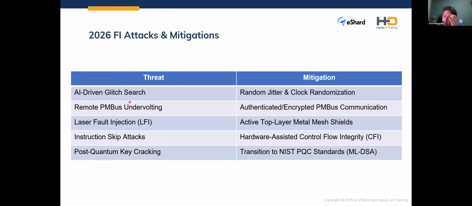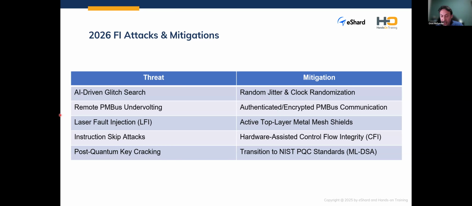The way to beat this technique is by implementing what we call random jitter and clock randomization. With that technique, we ensure that the execution time of a sensitive function like a signature check varies by a few microseconds every time it runs. The attacker's AI model can never converge on a successful trigger point, something that Lionel will talk about later, the trigger point. You're effectively making the search space mathematically infinite for the attacker, even if they use AI.